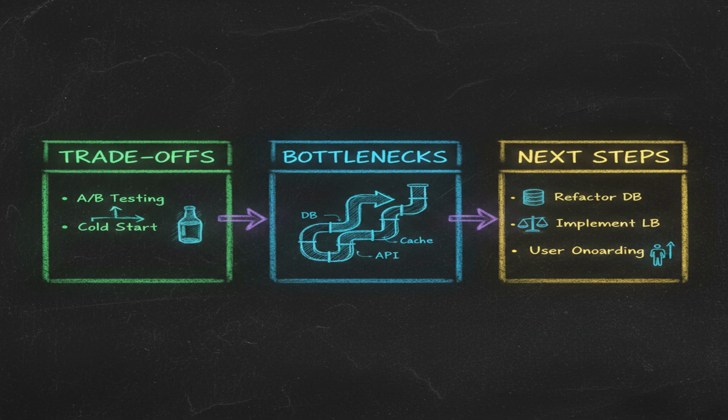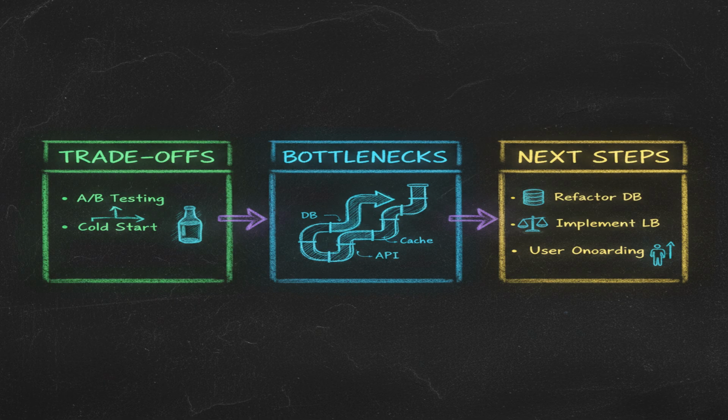In summary, we've designed a scalable and reliable recommendation system for Netflix. The key trade-offs include latency versus accuracy, exploration versus exploitation, and cost versus performance. The main bottlenecks are the real-time feature store and the ranking model.